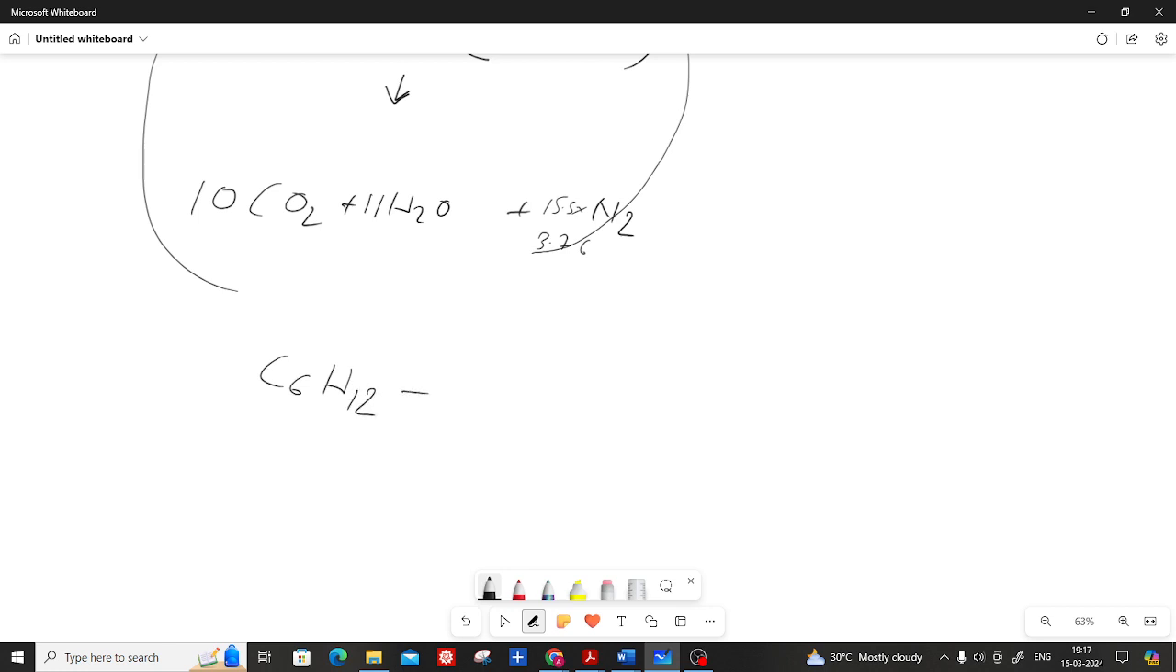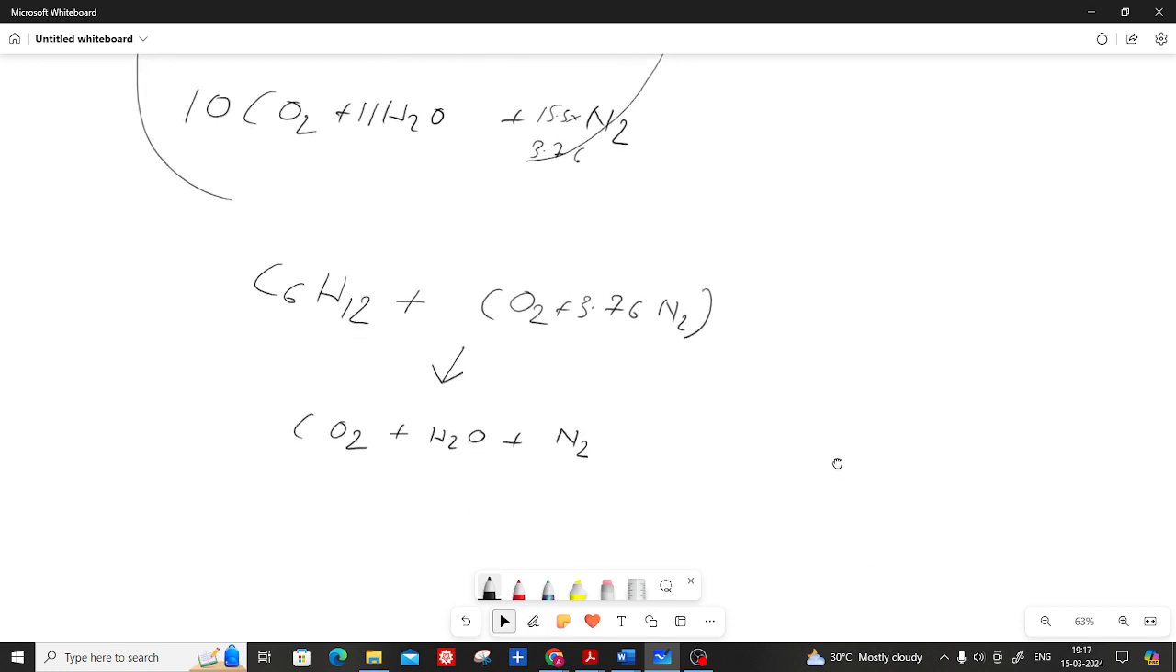C6H12, consider C6H12, just a combustion reaction. Can you balance the combustion of this? If I write, can you balance this? Yes, sir. Plus oxygen O2 plus 3.76 N2. Now what will be the product? Product will be CO2 plus H2O plus N2. Now you balance this equation.